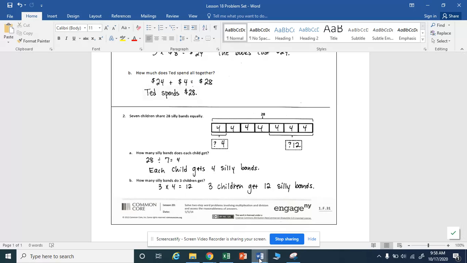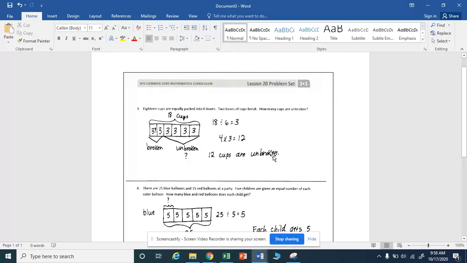Okay, let's look at our second sheet. All right, here we go. Number 3, 18 cups are equally packed into 6 boxes, and right there gives our clue of what we know. That's the known. 2 boxes of cups break. How many cups are unbroken? So we want to find out, here is our question, how many are unbroken?